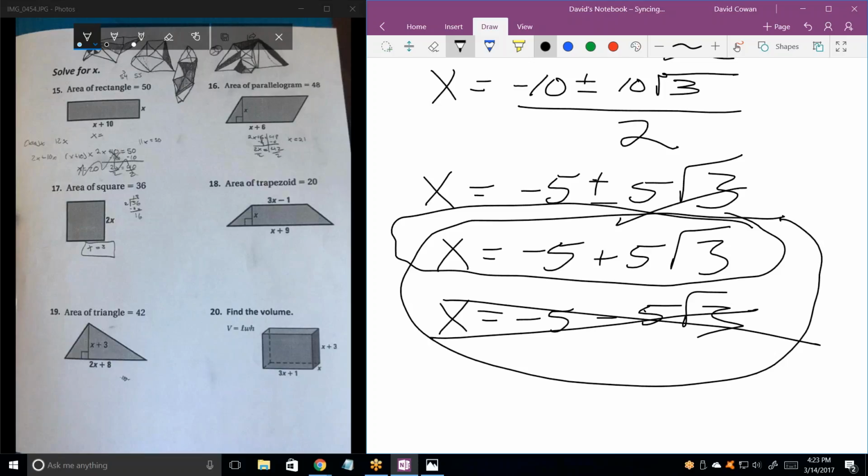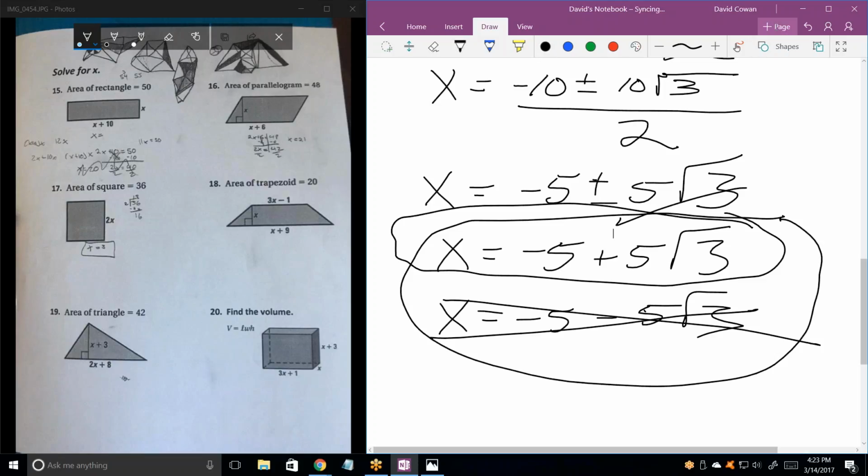In other words, this is the answer: minus 5 plus 5 root 3. If you convert it to a decimal, you're making it less exact. The most precise answer you can get is this one. And this tells you what the width of the rectangle is. If you want the length of it, take this, add 10 to it. Okay? All right, let's go on.